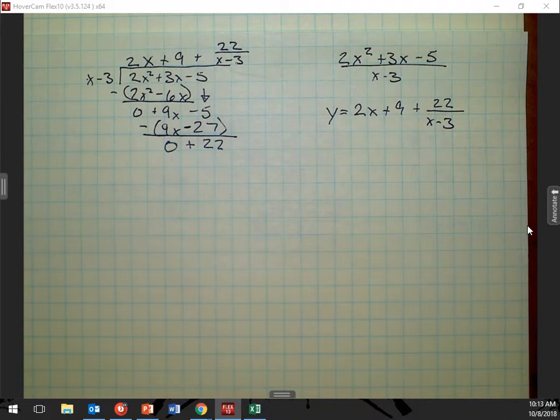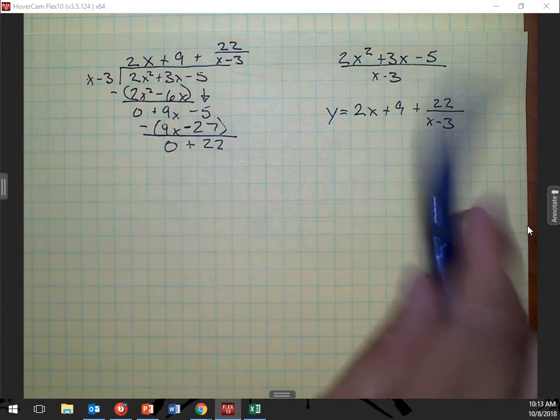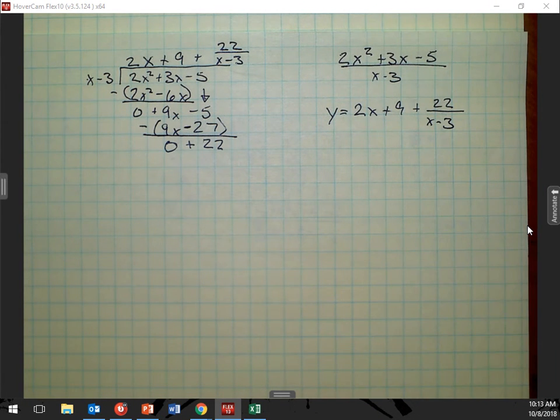So let's go ahead and actually calculate that one. Let's put it in the calculator here. So I'm going to put this in the calculator.